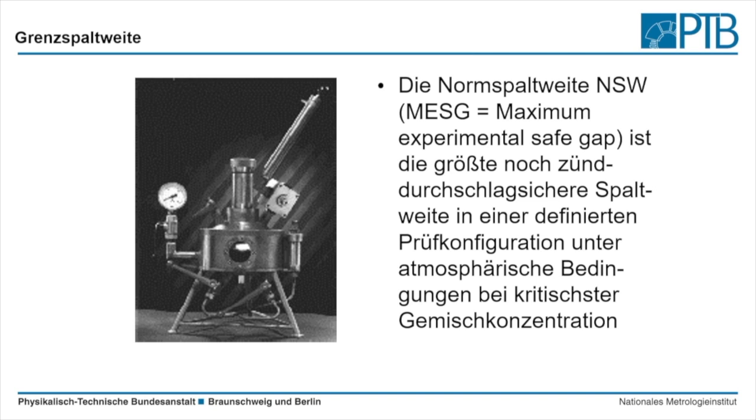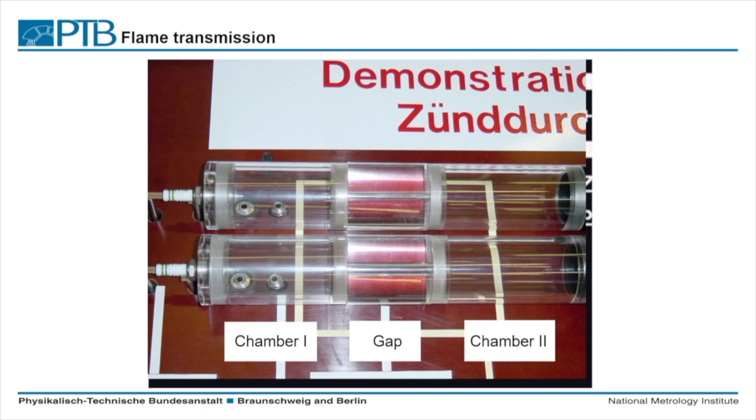We have the MESG value, in German Normspaltweite, and this is the largest gap width where we can see a flame transmission in a given experimental setup. And just to explain it in detail, I have prepared this video here.